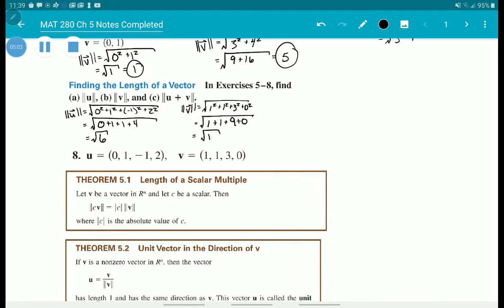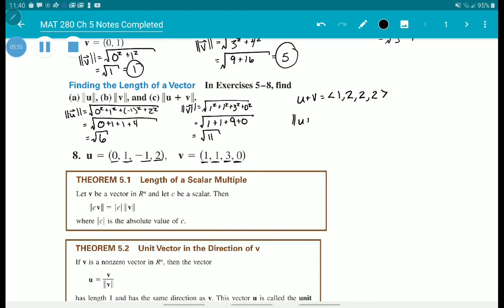And that's the square root of 11. Now if we look at u plus v, let's find u plus v first. So if we were to add these vectors together, notice this is a fourth dimensional vector. We have 0 plus 1 is 1, 1 plus 1 is 2, negative 1 plus 3 is 2, 2 plus 0 is 2. So there's our vector.